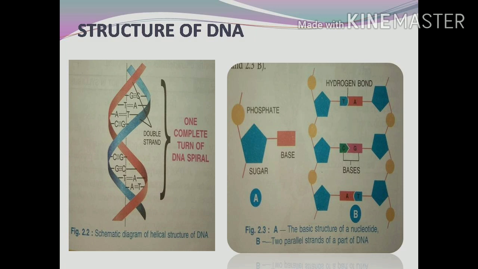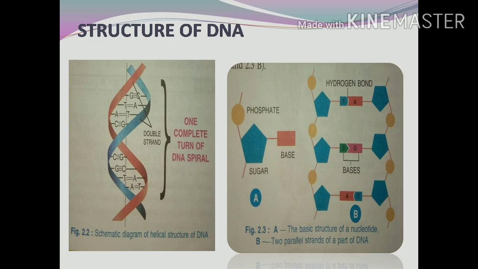Here thymine is joined with adenine with two hydrogen bonds. At the same time, guanine pairs with cytosine with three hydrogen bonds. Here the nitrogenous base is always joined to the sugar molecule.